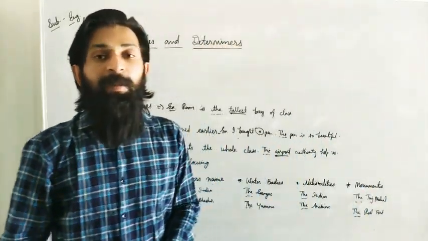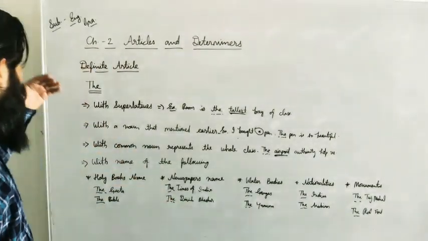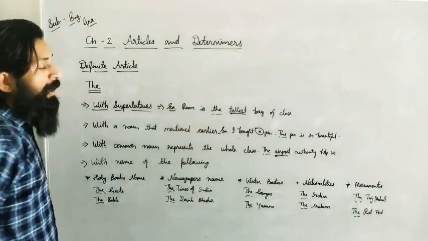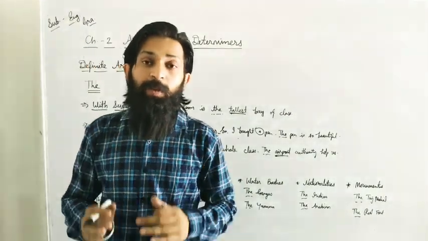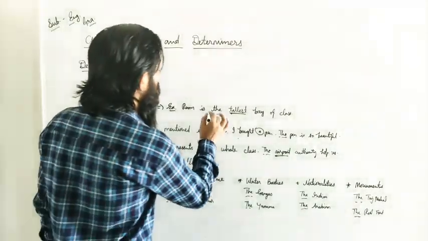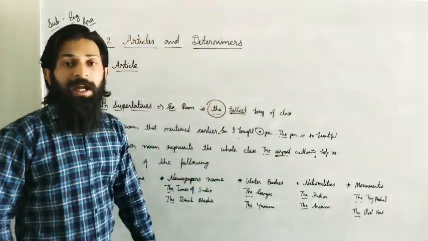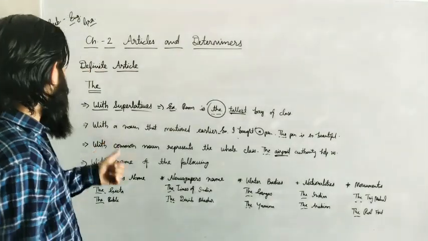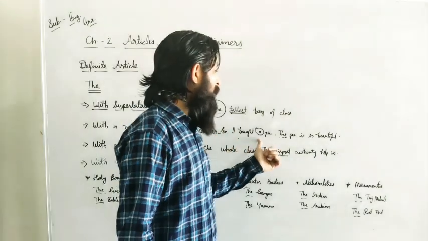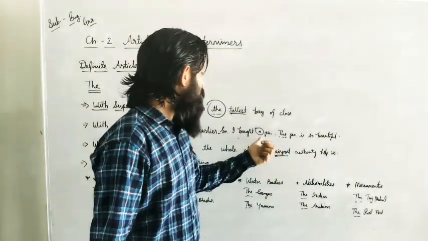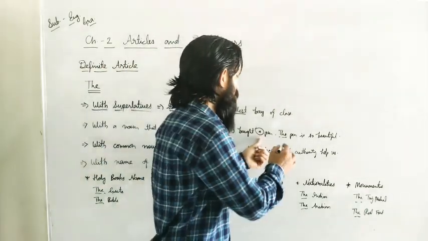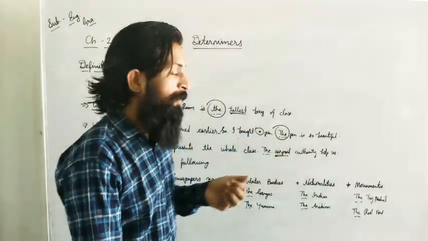Dear students, it's about article the. Once again I am revising definite article the used with superlative degree. If in any sentence a superlative degree is there and you have to fill an article, then surely you can fill the. It will be correct. Next, with a noun that was mentioned earlier, like I bought a pen, the pen is so beautiful. Pen is already represented in the first sentence and in the next sentence we also talk about such a pen. So we have to use the.